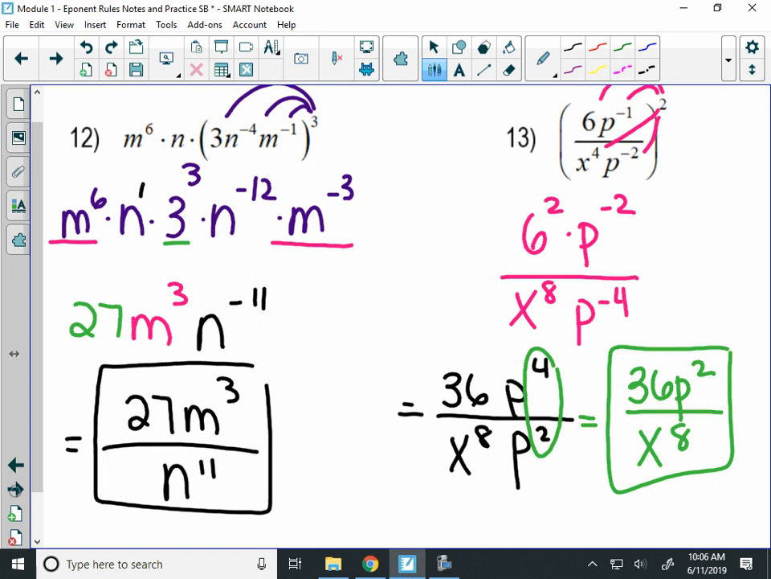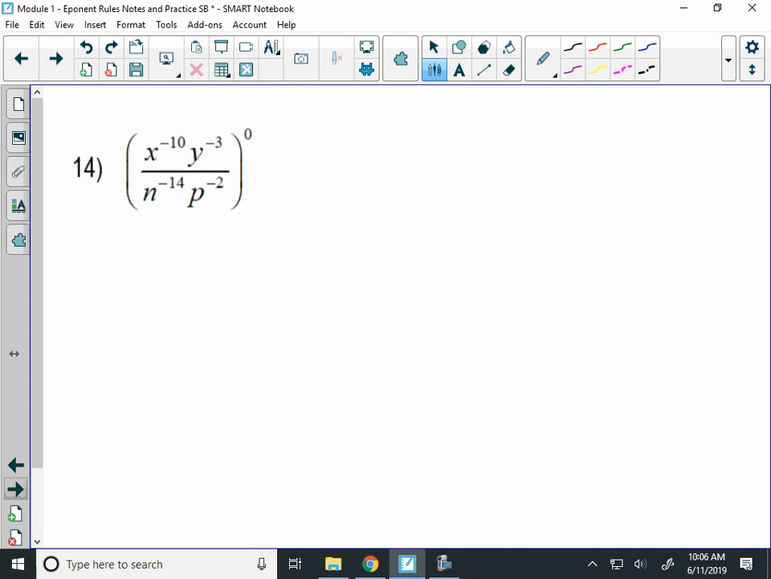All right, last one. Looks more complicated than it is. Remember, if the whole quantity has an exponent of 0, that means the whole quantity equals 1. All right, there's all your properties, 1 through 7 mixed together. If you need more help, there is an extra exponent rules practice if you need it.